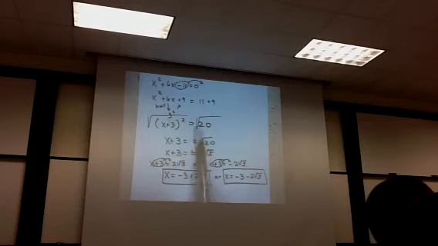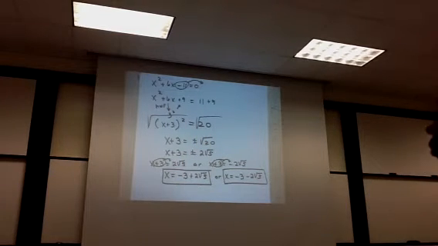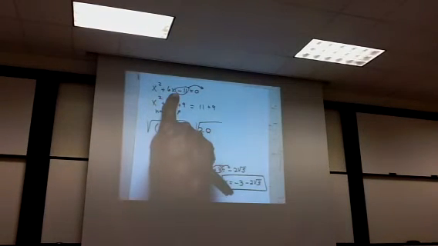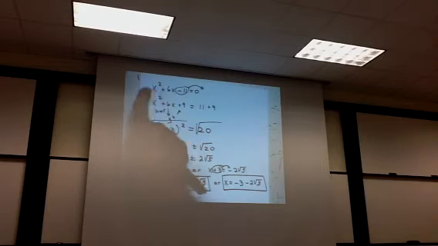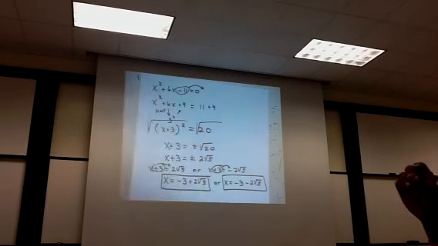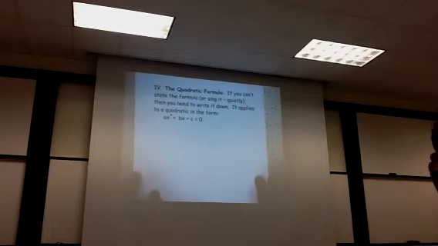Hey, that's a good instance in which you might want to use the completing the square method. Why? Doesn't factor. Can't use the square root property. And 1 in front of the x squared and an even coefficient of x. Might be a good choice. All right, which brings us to our final method.